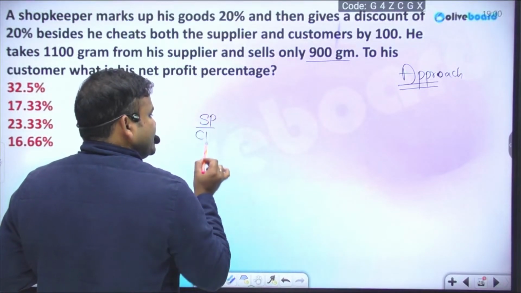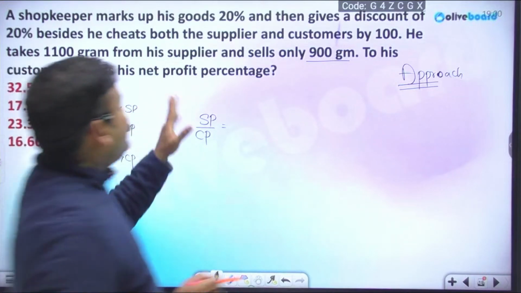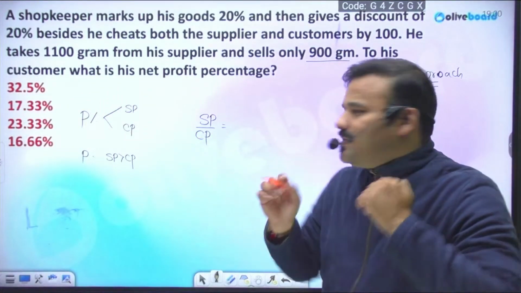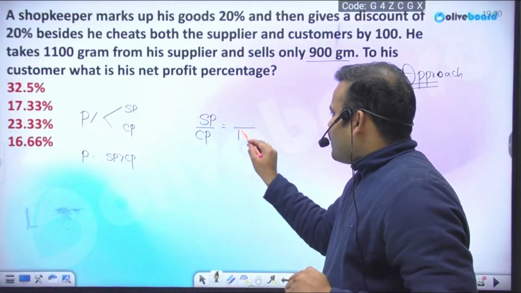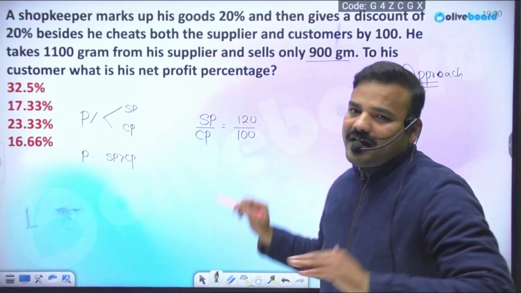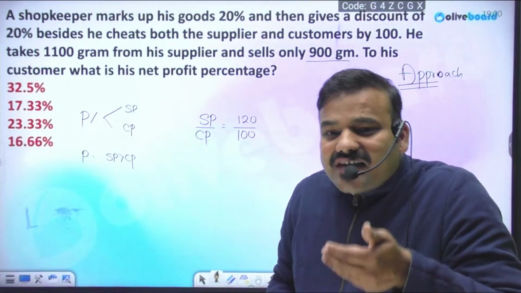So using this criteria only, we will be solving the sample. See, the article was marked up by 20%. That means the article of 100 rupees was marked at 120. This is the MRP, and it was marked at 120 so that he should sell it at 120.